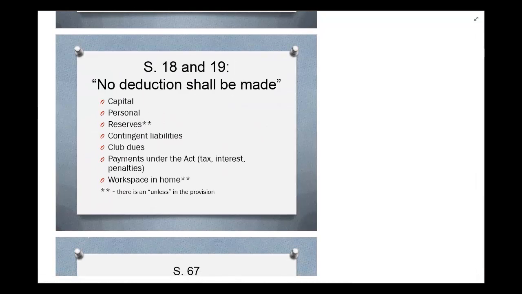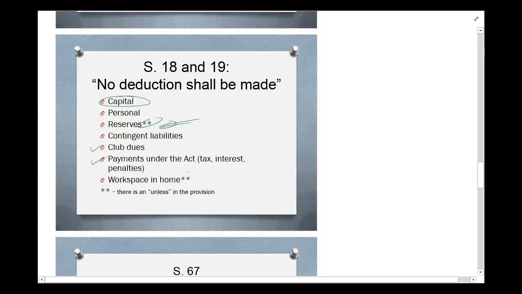Section 18, Section 19, they say no deduction shall be made, and then they list what. So this is the one we'll look at specifically, capital. If you make a capital expenditure, if you go out and buy an asset that has a life longer than a year, it is not deductible. End of story. Others that we will meet, they're very specific. Club dues. We've already met this one, payments under the Act. And then there's these two, and again, there's misconceptions here, as I'll point out shortly.